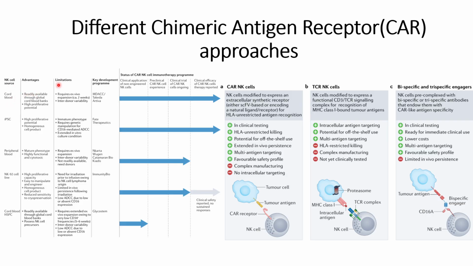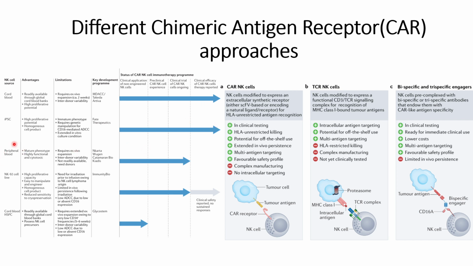It is readily available, and it requires ex vivo expansion. And right now they are at the clinical stage, and they are being tested on human beings who are affected with cancers. The second one is induced pluripotent stem cells. They are highly proliferative, but they have immature phenotypes and require genetic manipulations. It will trigger CD16 mediated ADCC, that is antibody dependent cellular cytotoxicity, and it is also in clinical trials.